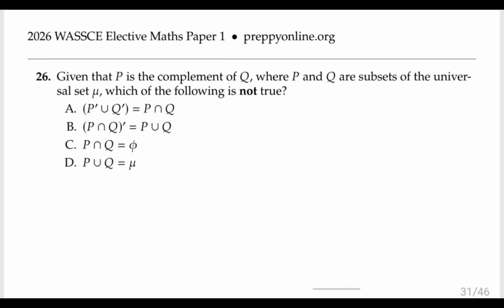Question 26. Given that P is the complement of Q, where P and Q are subsets of the universal set mu, which of the following is not true? So we have that P is the complement of Q. That means that P is equal to Q complement. Now, because complement is a symmetric relationship, if P is the complement of Q, that means that Q is also the complement of P. This statement implies the statement.